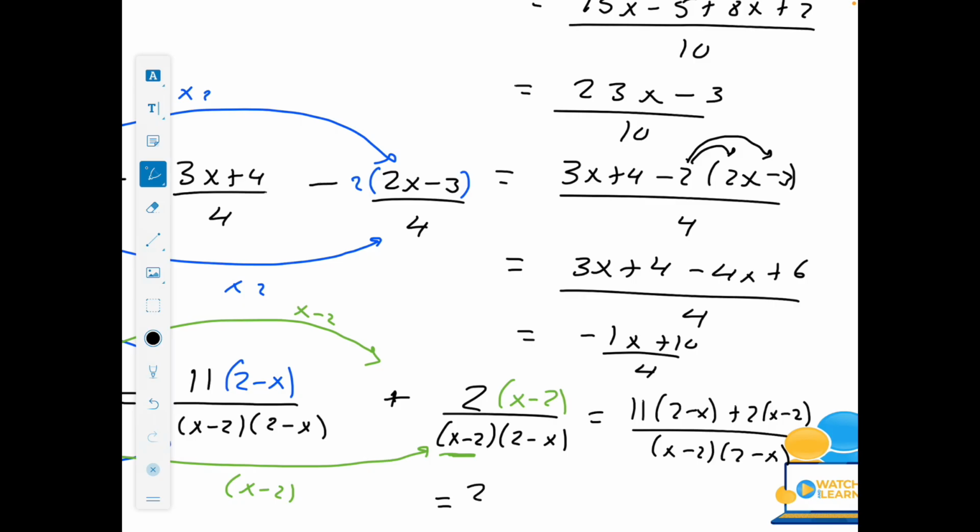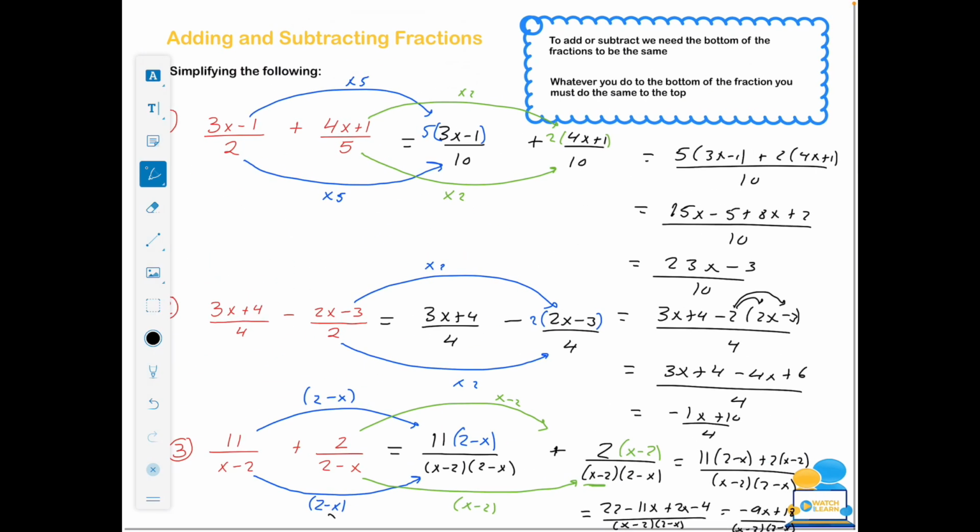So 11 by 2 will be 22, 11 by minus x will be minus 11x, 2 by x will be plus 2x, and 2 by minus 2 will be minus 4, and we'll leave the bottom the same. And then we'll just tidy up the top a little bit. We put our x's together. So minus 11x plus 2x will be minus 9x. 22 minus 4 would be plus 18, all over x minus 2 and 2 minus x.